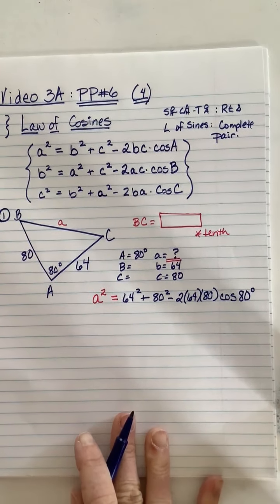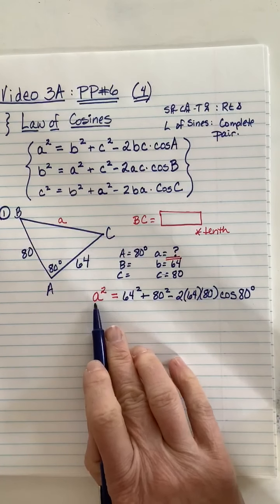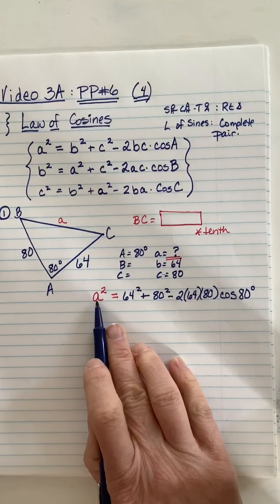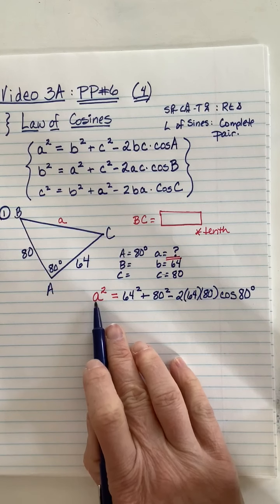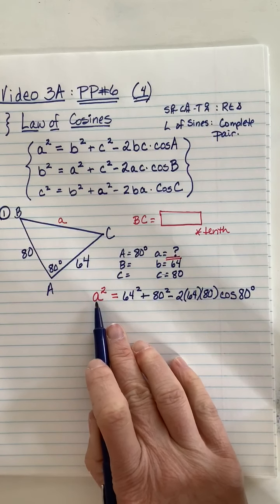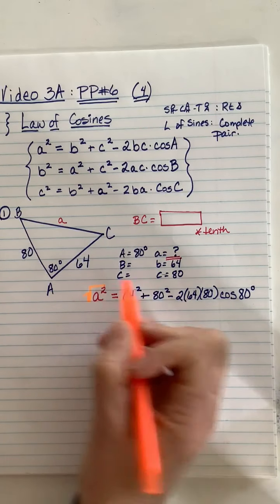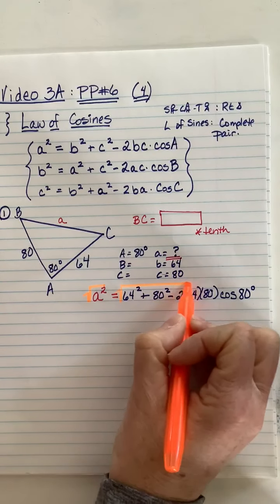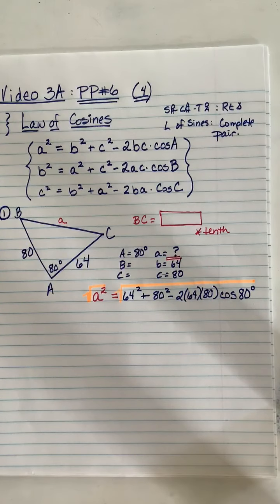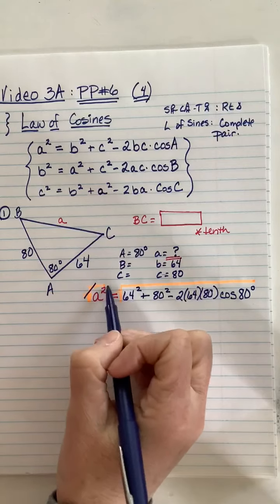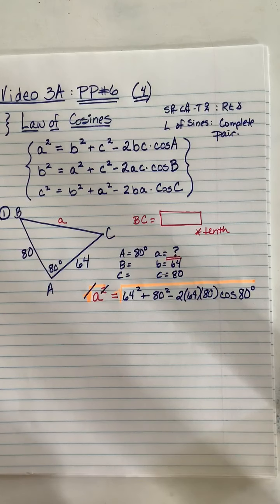Well, this is not so bad, my friends, because my unknown is already almost all by itself. What's the only thing we have to undo? Well, the only thing we have to undo is that squared. How do you undo squared? Square root. So as long as I square root, it's Desmos time. I can pop that whole thing right away, right into Desmos.